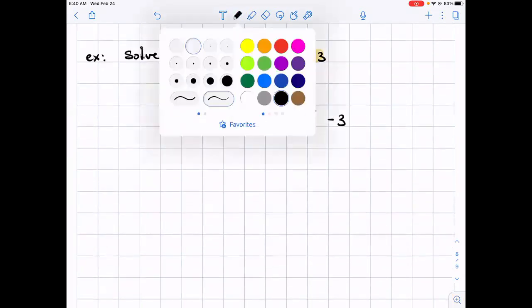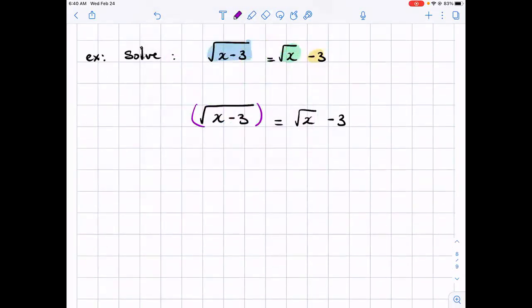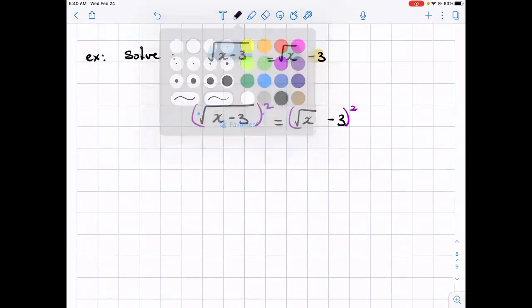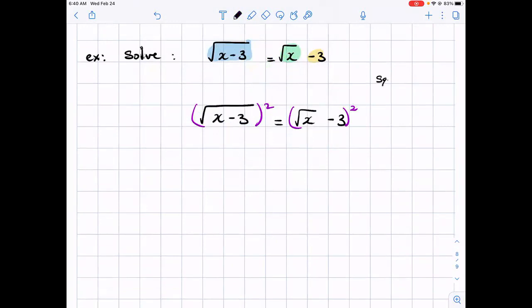So we can square both sides. Now be very careful. When you square the right side, you have to square the entire side, okay? You can't square individual terms, the entire side. So that's very important. You must square the entire sides, okay? Everything, not individual. And that's what we mean here. Okay?